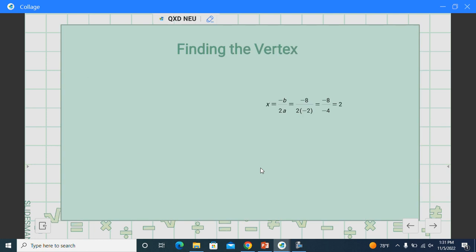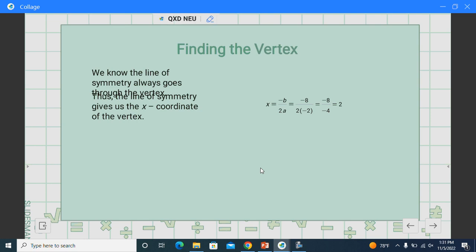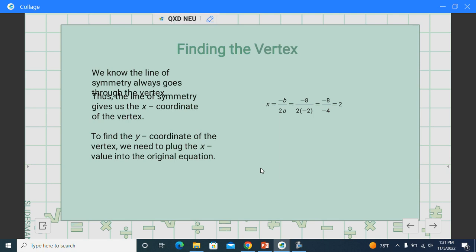Now we are already done with the line of symmetry. Let's go to finding the vertex. We know the line of symmetry always goes through the vertex. So the line of symmetry gives us the x-coordinate of the vertex. To find the y-coordinate of the vertex, we need to plug the x value into the original equation.